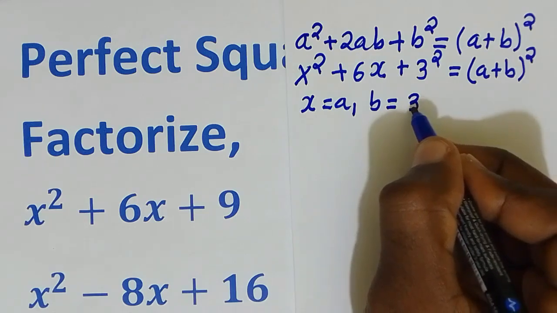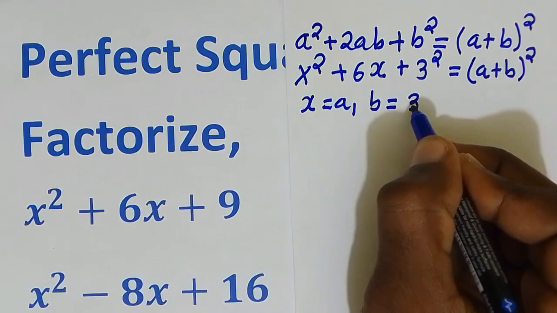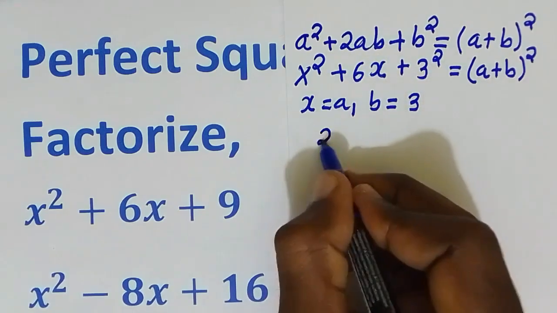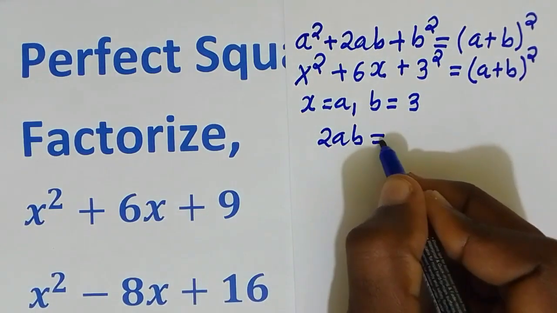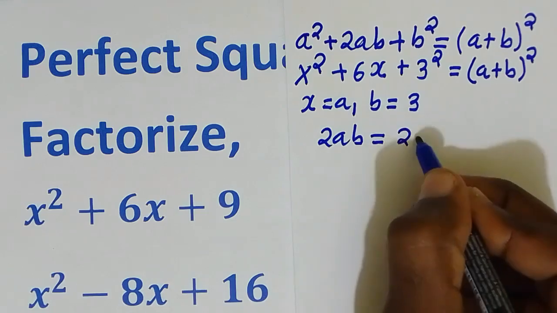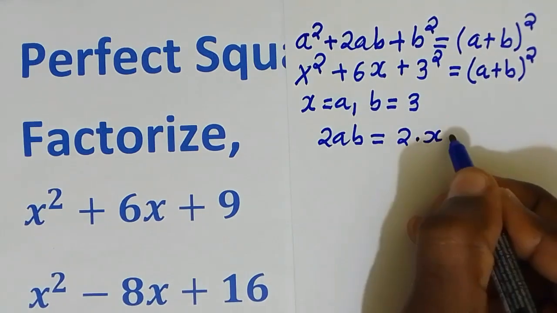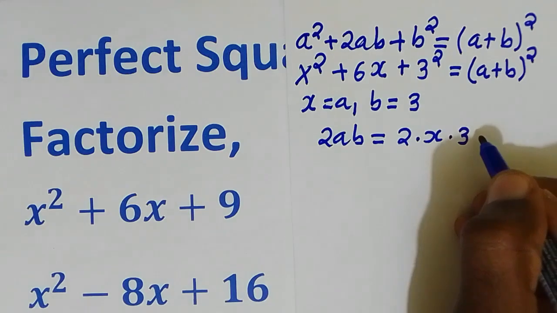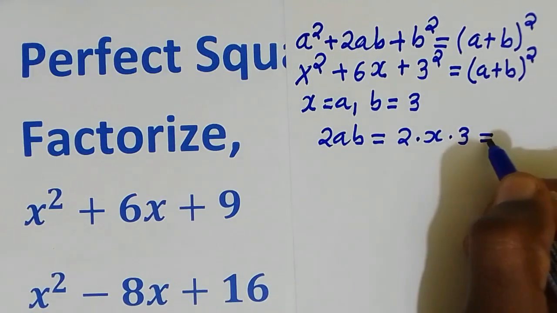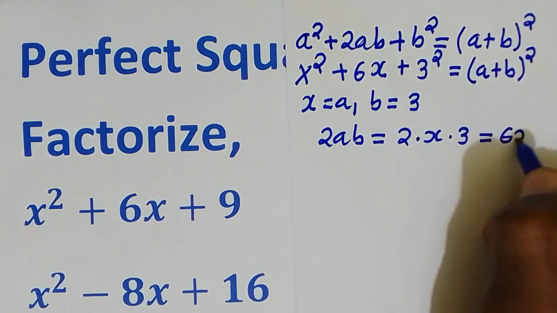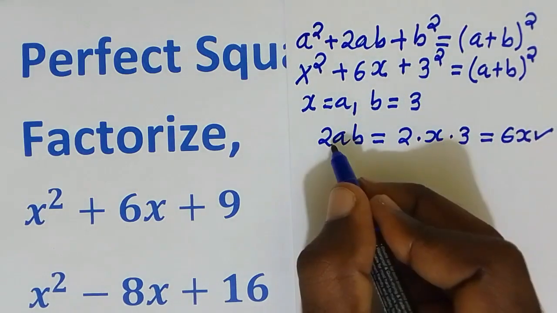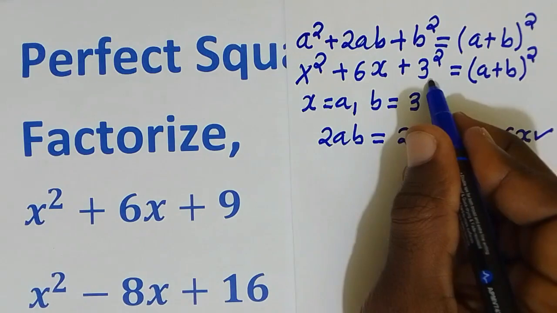Let us confirm if this is a perfect square by taking the middle term, that is 2ab. We are going to substitute the values of a and b. We are going to get 2 multiplied by a, which is x, multiplied by b, which is 3. This is going to give us 6x, which is the correct middle term. Now, this is a perfect square.